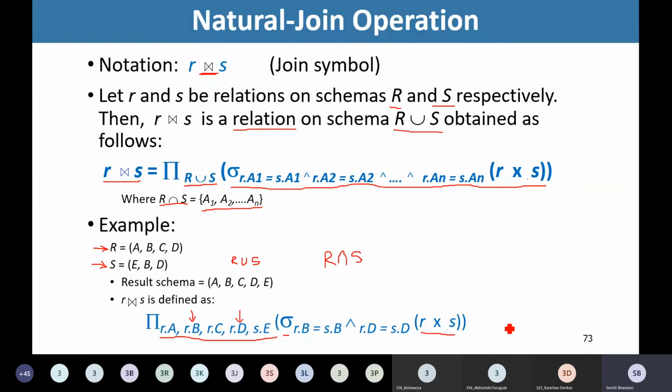This is a really very important operation and it is really very handy. Instead of writing complex queries, by making use of the natural join operation, it is possible for us to simplify our task.